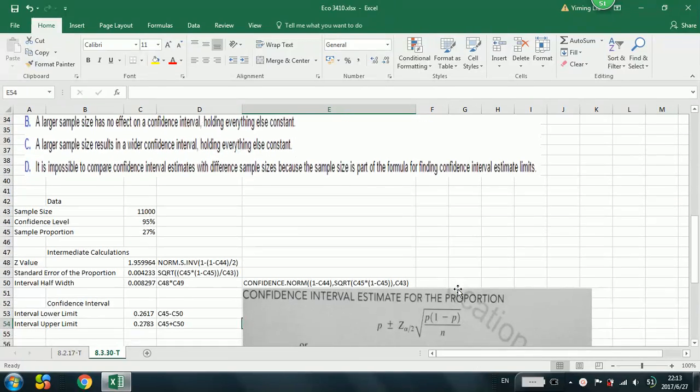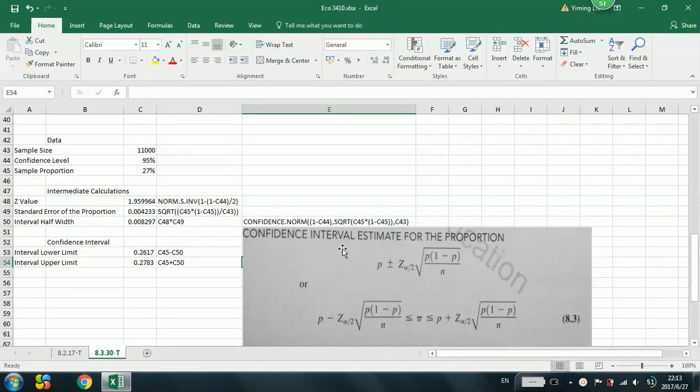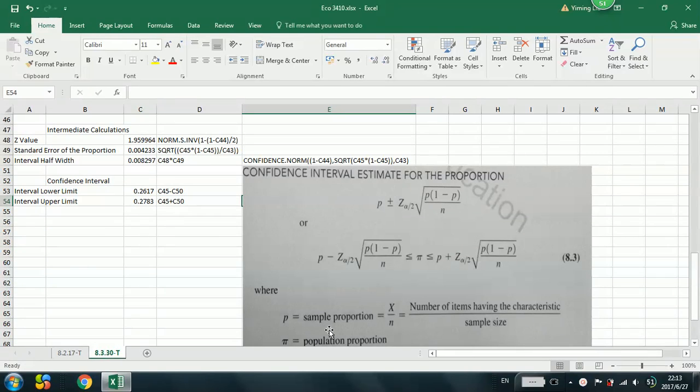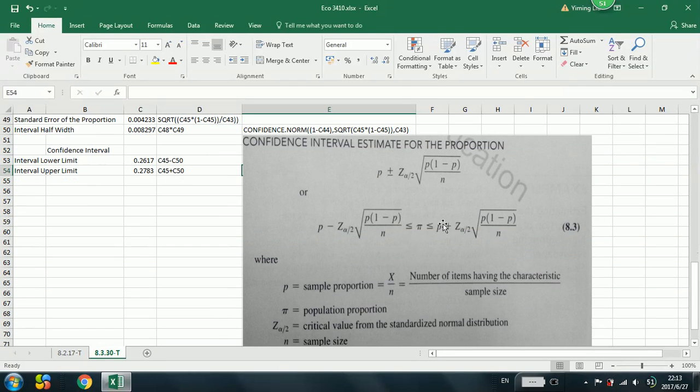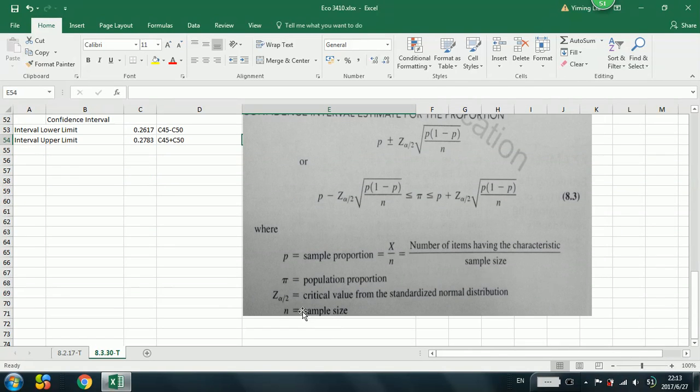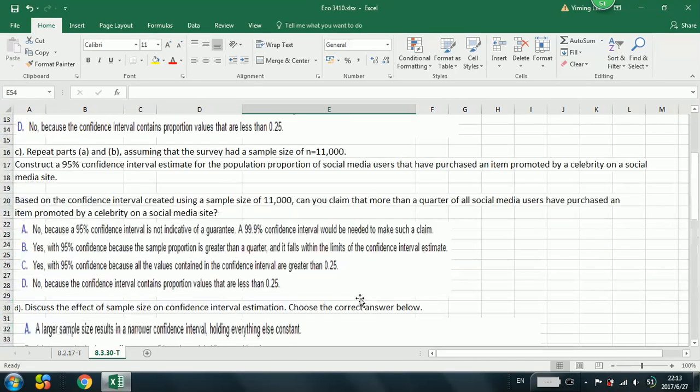In order to solve this problem, we need to use the confidence interval estimate for the proportion, which is p plus or minus z half of alpha multiplied by the square root of p multiplied by 1 minus p divided by n. P here is the sample proportion, which equals x, the number of items having the characteristic, divided by n, the sample size. In the inequality here, pi is the population proportion. Z half of alpha is a critical value from the standardized normal distribution, and n equals the sample size.